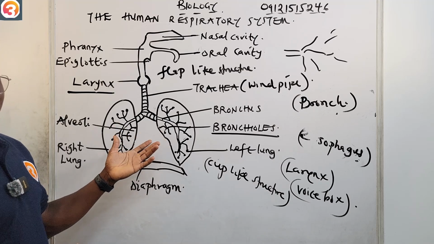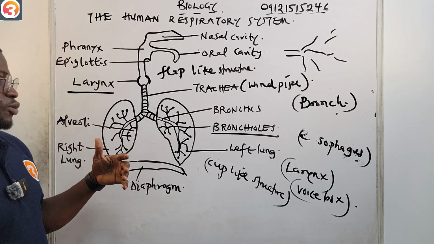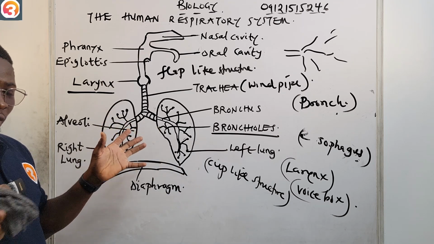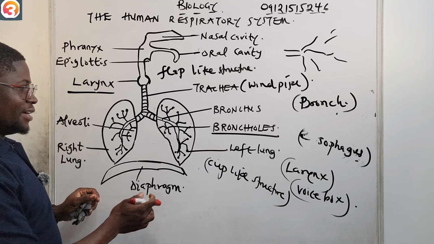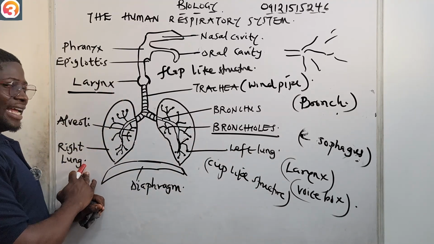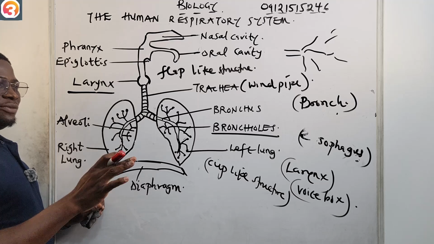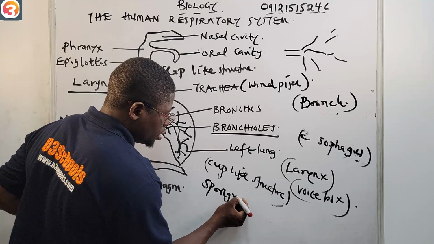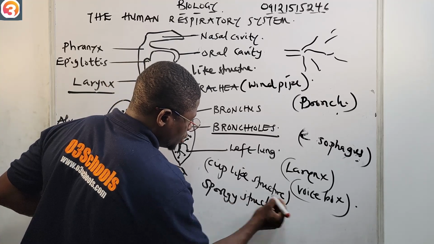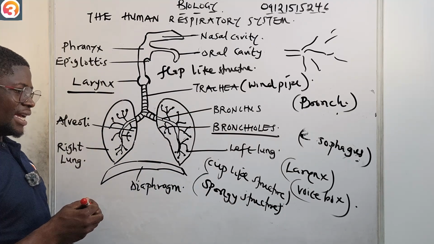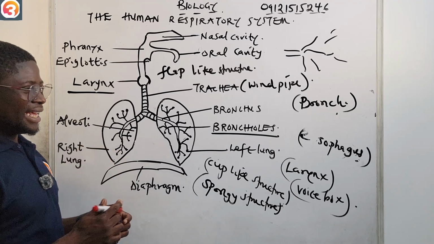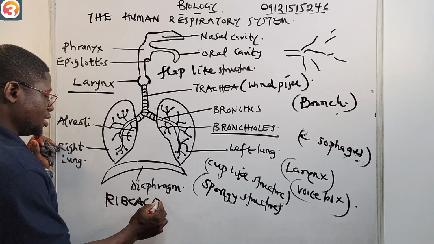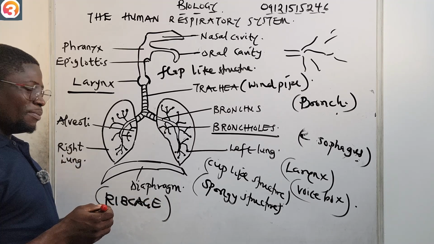Okay, so the air is still moving, and then finally it enters our lungs. We have two lungs, the left lung and the right lung, as you can see very well. These lungs are spongy structures, SPONGY, that are protected by the rib cage on the outside.